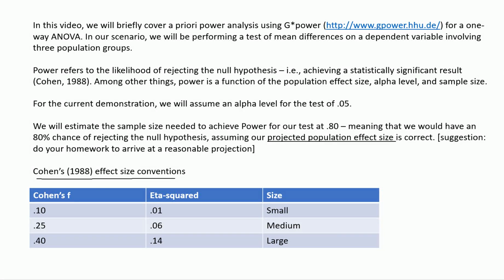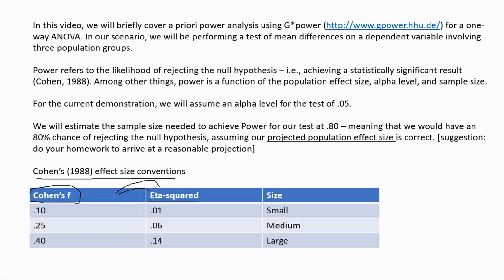Now, given that, what we're going to do in this particular demonstration is rely on Cohen's effect size conventions, because I'm not really using any kind of literature or rationale in terms of coming up with projections, but I'm going to just use these conventions for the time being. So I do want to mention that G-power relies heavily on Cohen's F, and I did want to point out that there are equivalences between Cohen's F and Eta-squared. Basically, we can mathematically convert one into the other, either direction, obviously.